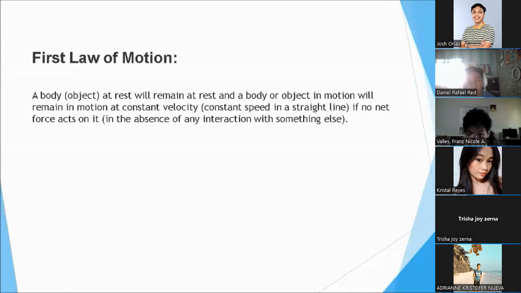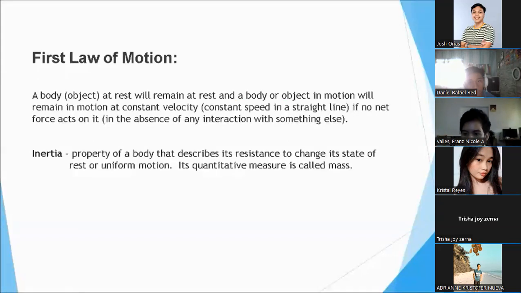Okay, so what's responsible for an object to remain at rest when it is at rest? Or what's responsible for an object to remain moving at constant velocity if it is moving at constant velocity? Okay, so it is inertia. O, sabi natin, inertia is a property of a body that describes its resistance, okay, nire-resist kasi, to change its state of motion. So if it's at rest, because of inertia, it remains at rest. All right? Okay. And if it's moving, it remains moving.